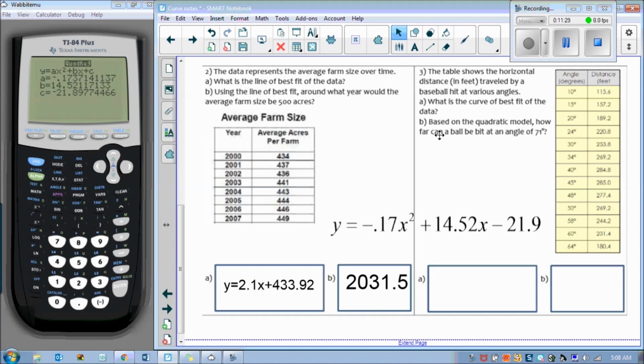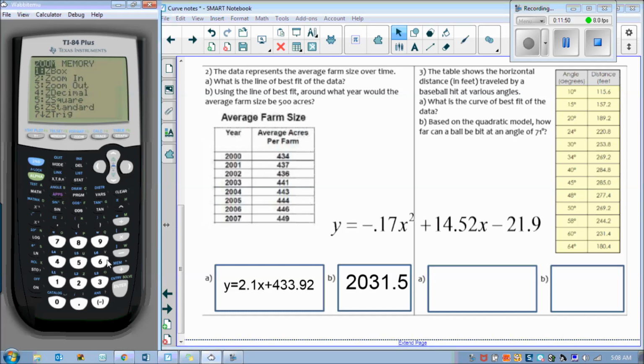Letter B is saying, based on the quadratic model, how far can the ball be hit at an angle of 71 degrees? So this is the x value. I could just plug that in, put 71 in place of both those x's, and then follow order of operations to figure that out. But since I already have my quadratic in for y1, I'm thinking I'm going to have to zoom out a little bit to actually use the value function.